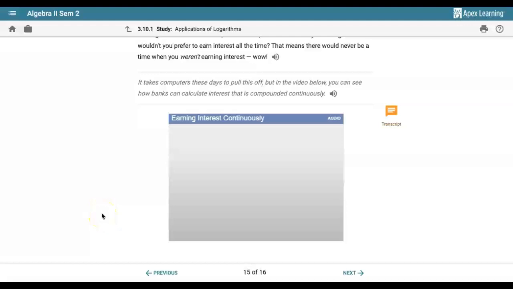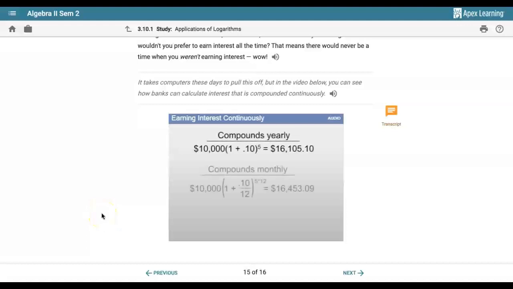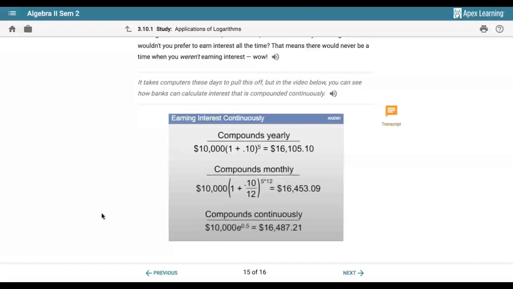At a bank that compounds once per year, your loan amount will have grown to $16,105.10. If it compounds monthly, your loan balance will be $16,453.09. But if your loan interest compounds continuously, the balance will be $16,487.21.